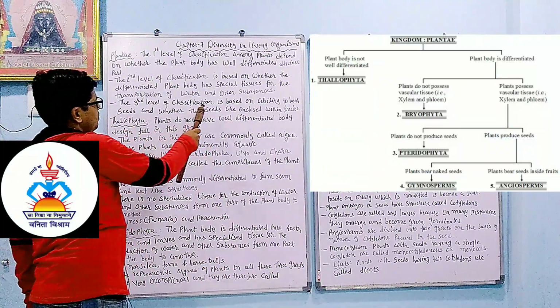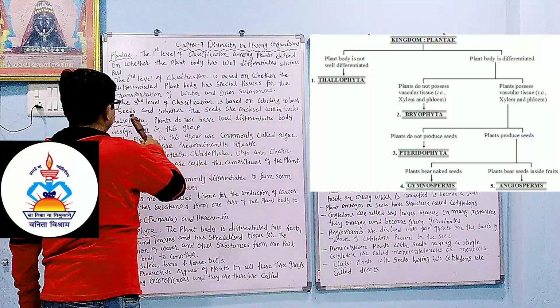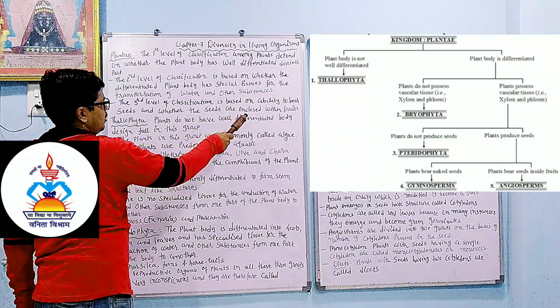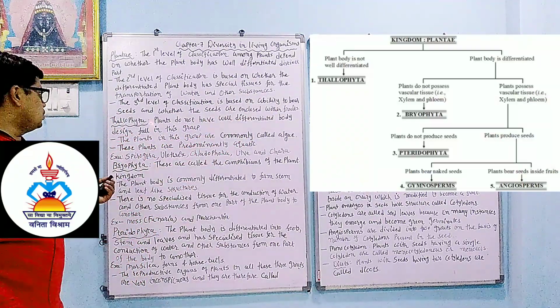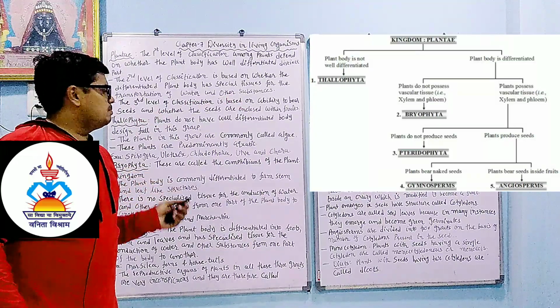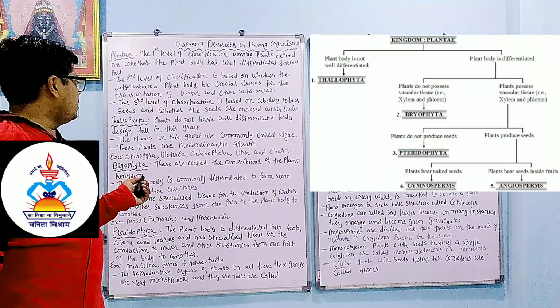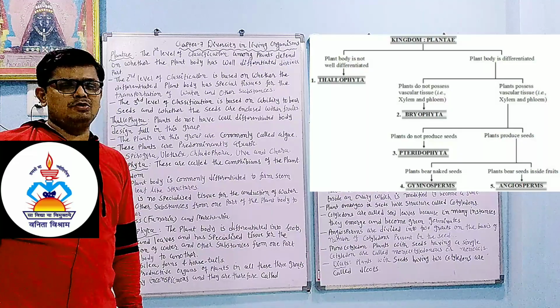The third level of classification is based on the ability to bear seed and whether these seeds are enclosed within the fruits or not.